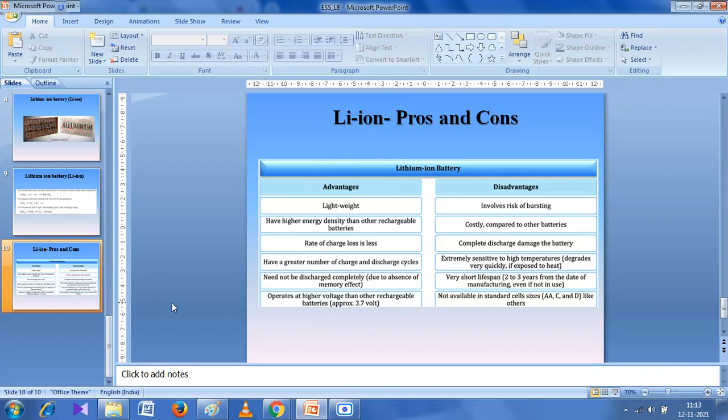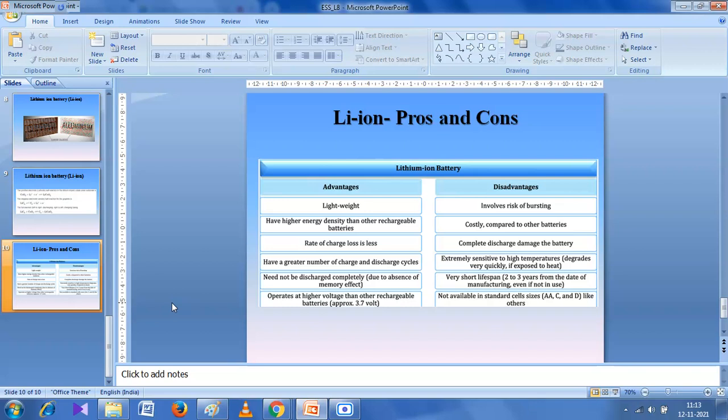And the operating voltage, in case of lithium ion, is approximately 3.7 volt. So if we want to get higher voltage, then we can easily connect the lithium ion batteries in series, and by adding a smaller number of batteries we get high voltage.